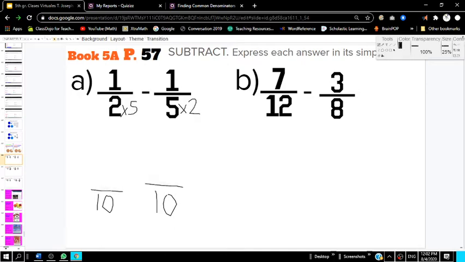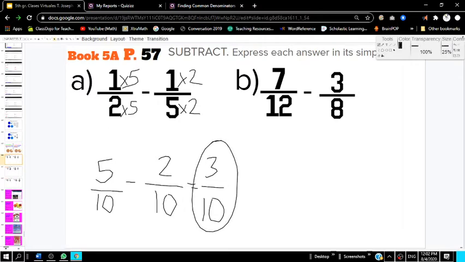All right, since I know what to multiply on both sides, I can just multiply 1 times 5, which gives me 5, and 5 times 2, which gives me 10. So now we can just subtract like normal. 5 minus 2 equals 3. And 10 is my denominator. We don't need to simplify this anymore, so our final answer is 3/10.